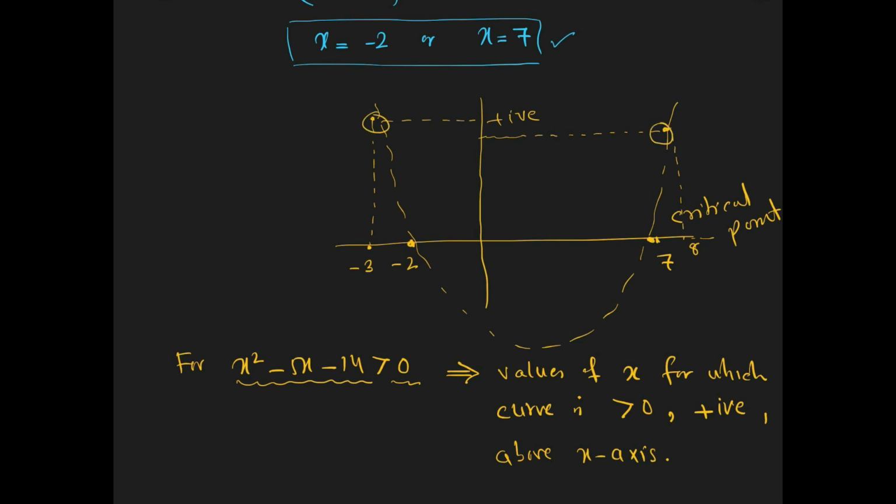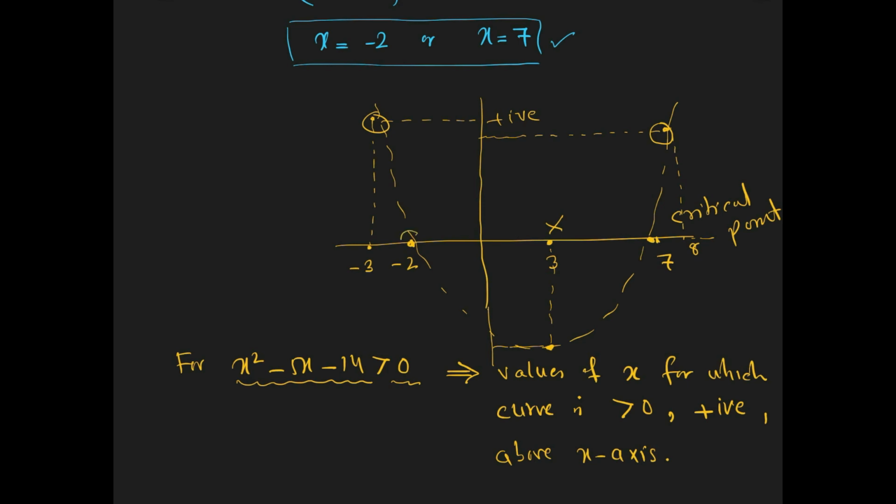On the other hand, if we take a point on the curve here, let's say this is 3, for this point you will see that the y value of the curve is negative, or the curve is below the x-axis. So this point is not our required solution.